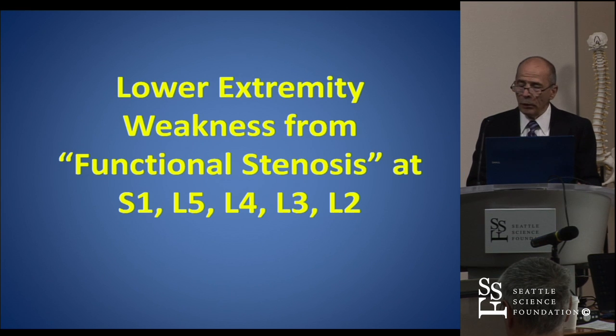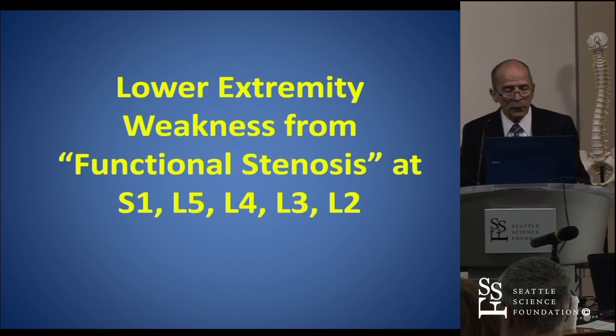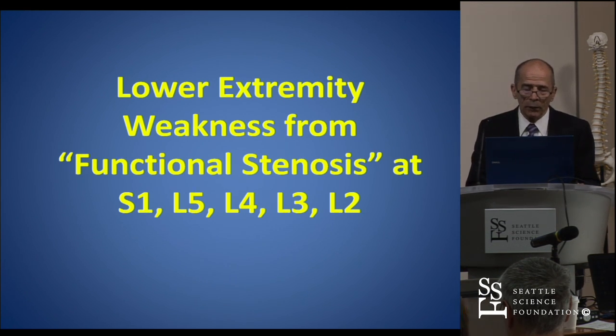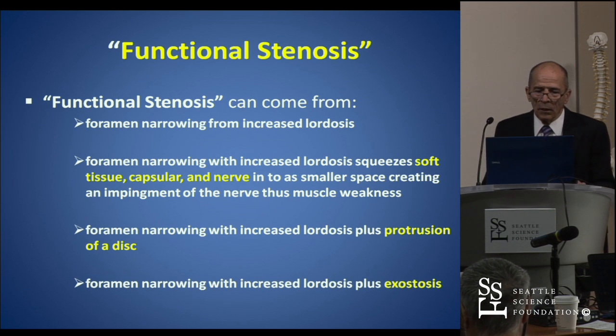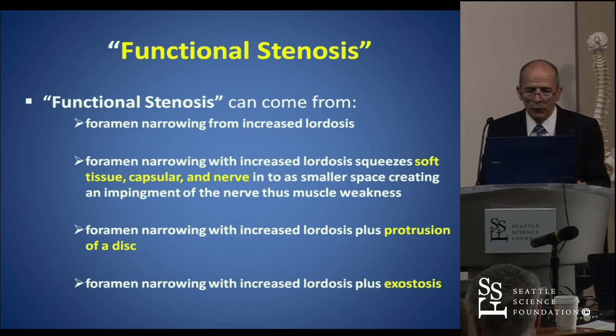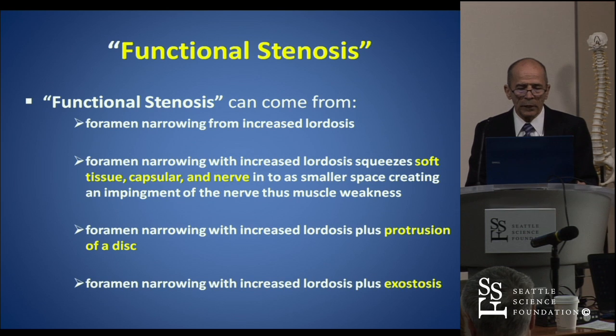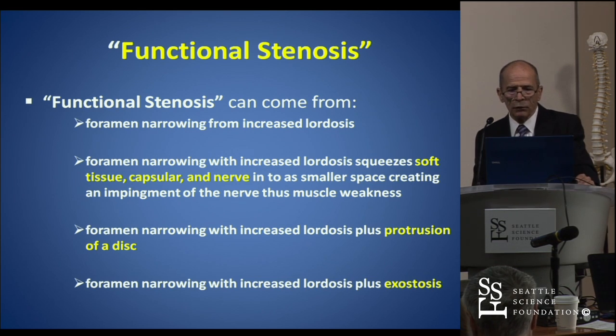So this leads us to the lower extremity. We sort of covered from the waist up now what effect we have on the back. But this is an area that I really think is clinical. We've tried to show that with increased lordosis, you get narrowing, and we believe that you get soft tissue impingement, capsular impingement. It could be a disc, it could be exostosis. When you close that down, it actually impinges on the nerve, and you get a functional stenosis and a functional impingement of the nerve.